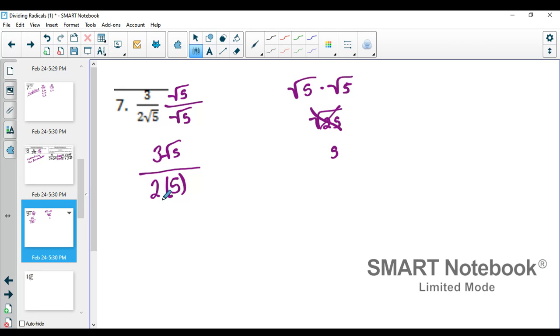Now, our last step is just simplify this. So 2 times 5 is 10. So we have 3 square root of 5 over 10. And if you could simplify it further, like if this was a 4 instead of a 3, you could simplify further, but in this case, we're not. And there we go.